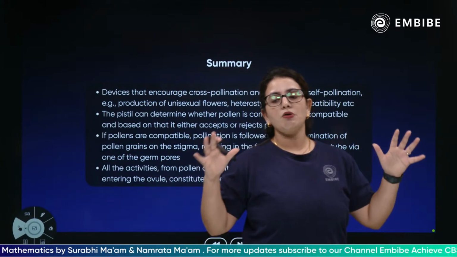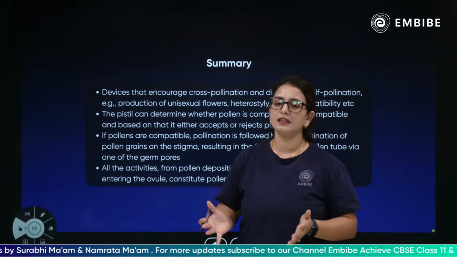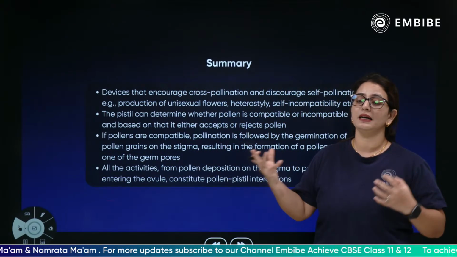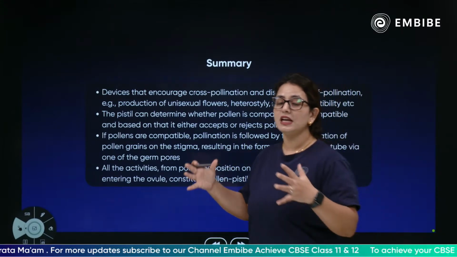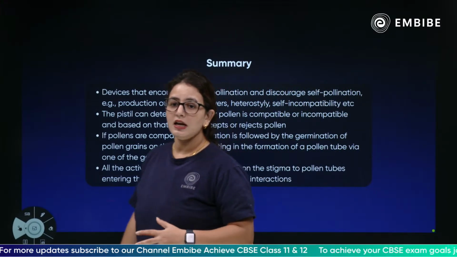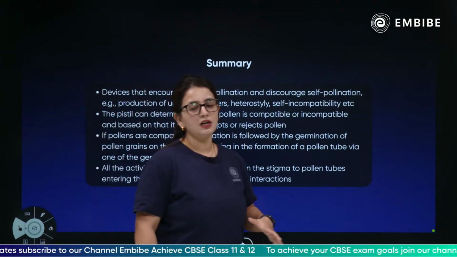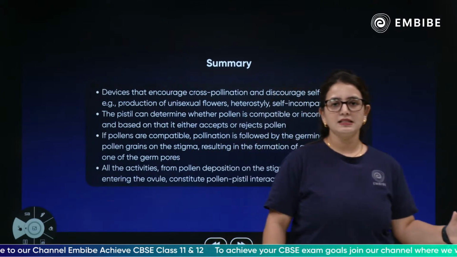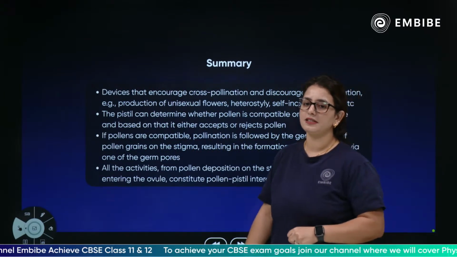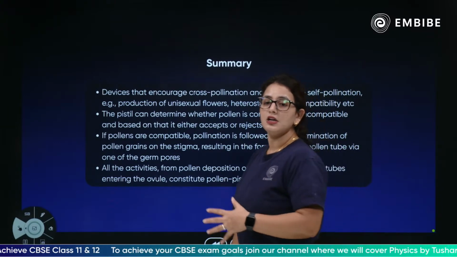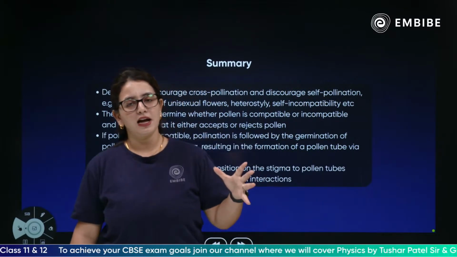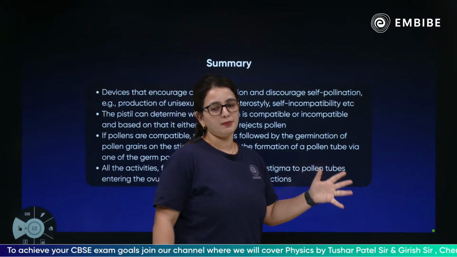Today we discussed the natural method of avoiding self-pollination, or the outbreeding devices. Devices which encourage cross-pollination and discourage self-pollination are called outbreeding devices, and examples of outbreeding devices are having unisexual flowers, showing heterostyly and of course self-incompatibility.